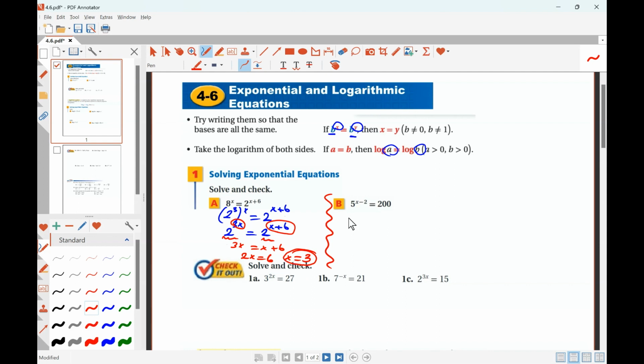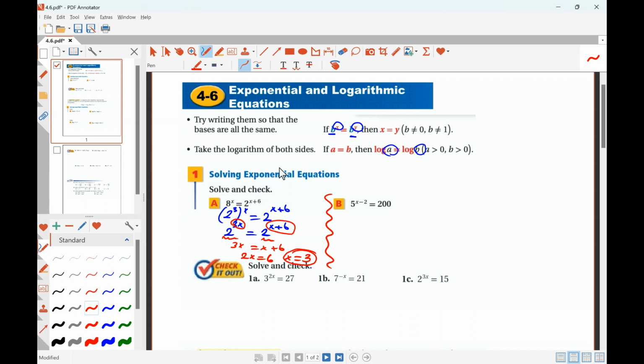What about part B? In this question, can I write 200 in terms of 5? Let's check. You can use your calculators, try and see if 200 is a power of 5. 5 to the first is 5. 5 squared is 25. 5 cubed is 125. 5 to the 4 is 625. So I don't get 200. I can't write 200 in terms of 5. So the first property doesn't work here. I'm going to apply the second property.